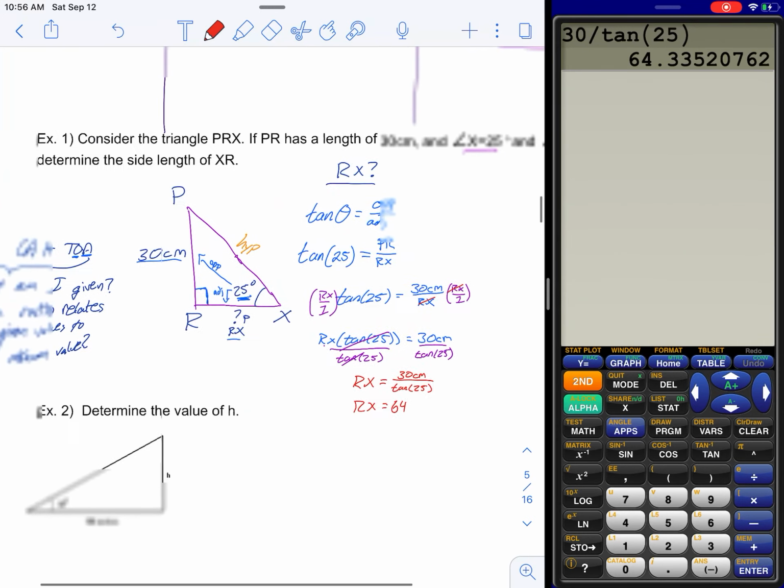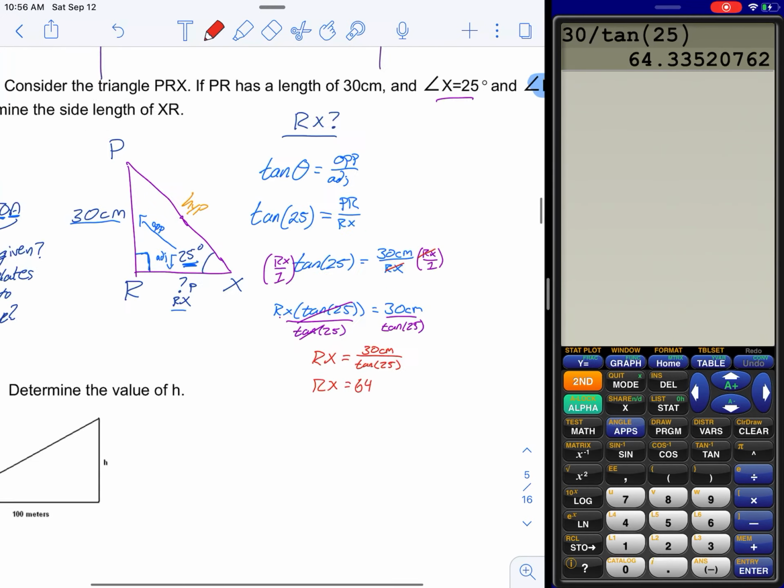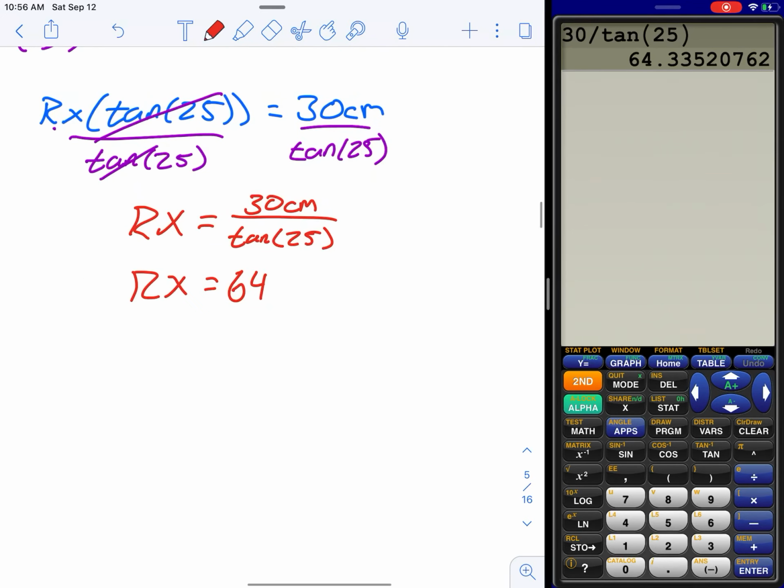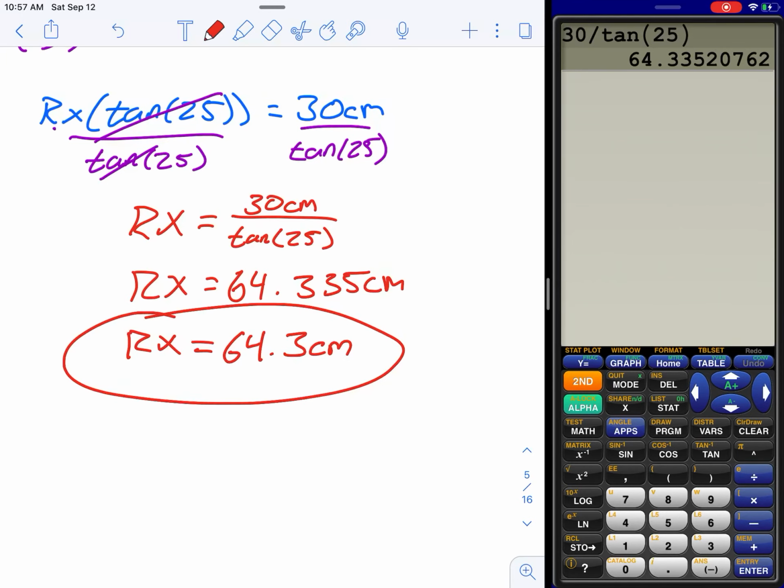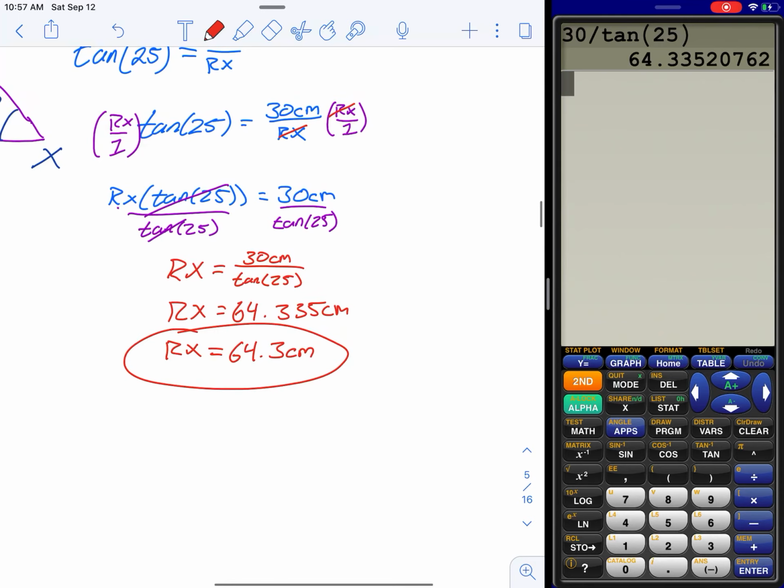And does it tell us to round to anything? It doesn't tell us to round, so we're going to round to the nearest tenth. So the tenth, if we're going to round it to the tenth, let's just write this all out so we can practice. The tenth would be this, 1 decimal place. So that will be 64.3 centimeters. Okay, and there's our Rx length.